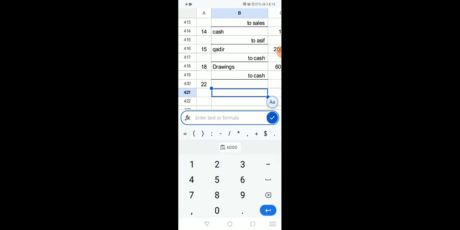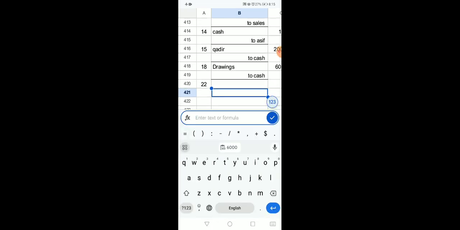Cash is going out. It means cash is decreasing. Cash in hand is decreasing. Cash in hand is your asset. Asset is decreasing. Decrease in asset should be mentioned on the credit side. So you are going to mention cash on the credit side. Cash is your asset, asset is decreasing, decrease in asset should be credited. So you have mentioned cash on the credit side.